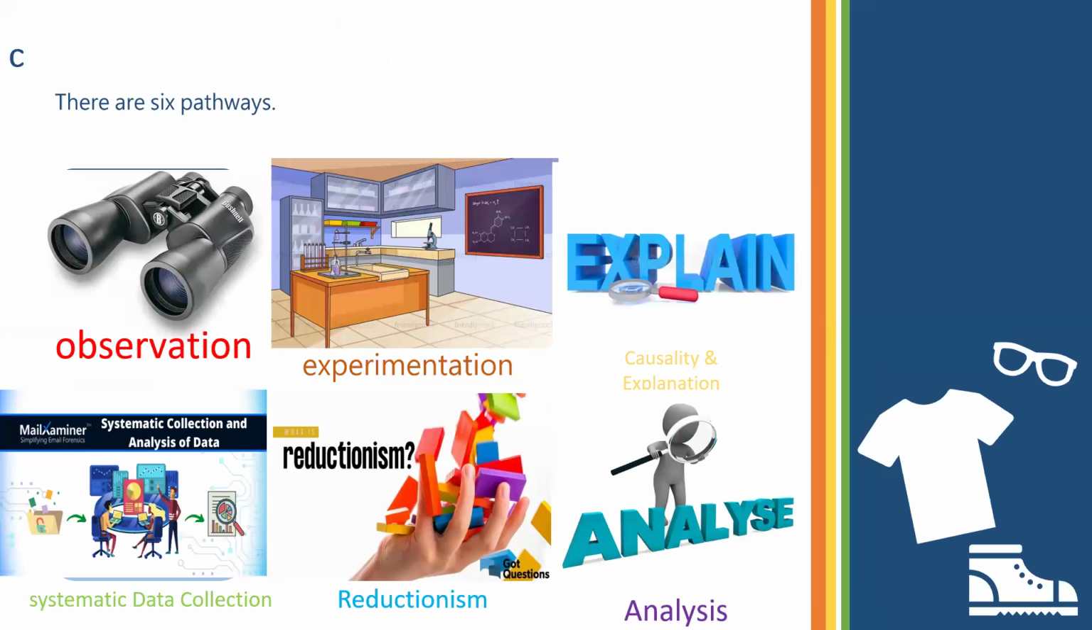There are 6 pathways of getting scientific knowledge. First, there is observation, in which we look at the facts and then summarize them. And after this, we need experimentation, just like fair testing and classifying, which are all ways of experimentation. And we also need to have causality and explanation. We need to explain to others and make them believe that the scientific knowledge is correct.